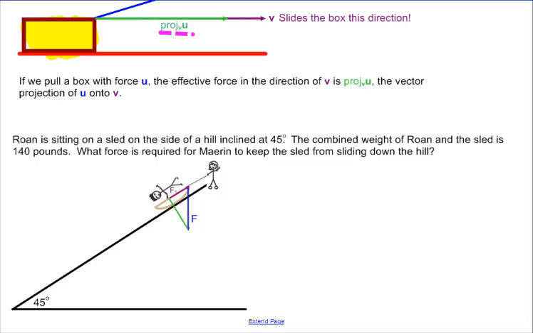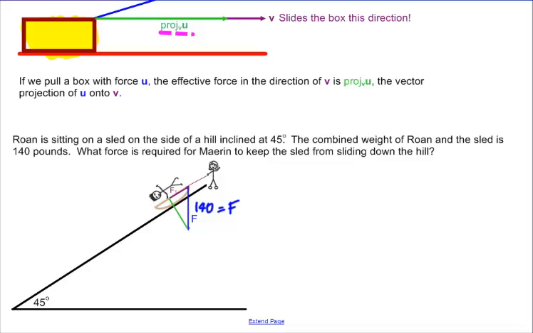Well, we just need to figure out what Marin needs to do to let go, to keep the sled from sliding down the hill, because her whole goal is to not do quite that much. She can just barely let it go. So what do we need to do? Well, we've got to find these different vectors. Let's say that gravity is working here, and since gravity works, Rowan is going to be pulled by gravity, and it's going to be this guy right here, this force being pulled straight down.